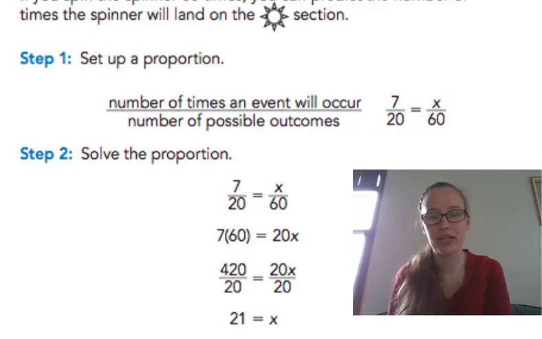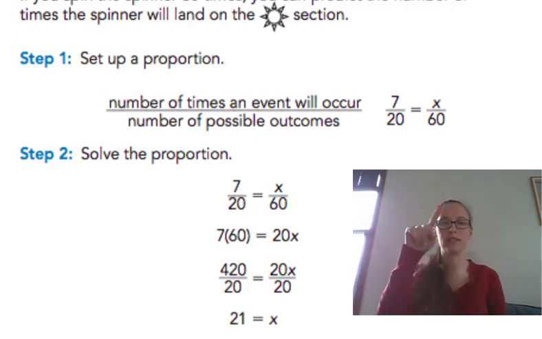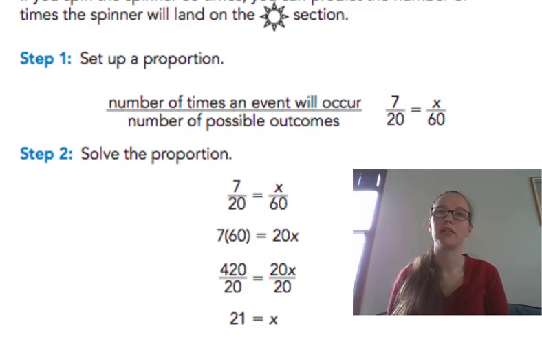So today you are learning how to predict the number of outcomes that will occur based off the theoretical probability. The theoretical probability that a spinner will land on the sun is 7/20. Let's just say we have a spinner and that's the probability. If you spin the spinner 60 times, you can predict the number of times the spinner will land on the sun section.